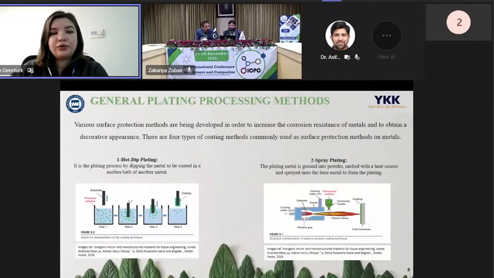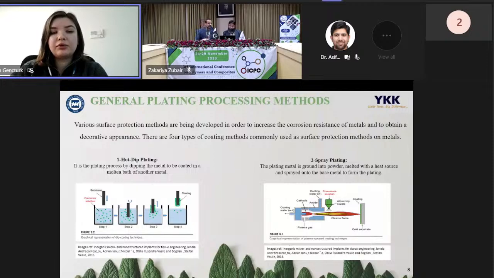Therefore, I want to share information about the plating process in general. In order to extend the economic and useful life of metal materials, their surface must be protected. Corrosion, which starts at a single point on the surface, progresses to the inner parts of the metal over time and rusting occurs. Various surface protection methods have been developed to increase the corrosion resistance of metals and to obtain a decorative appearance. There are 4 types of plating methods commonly used.